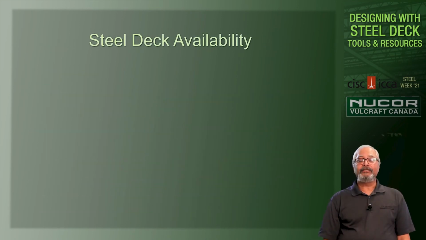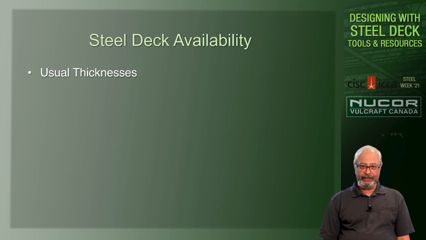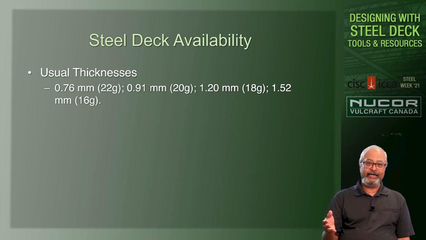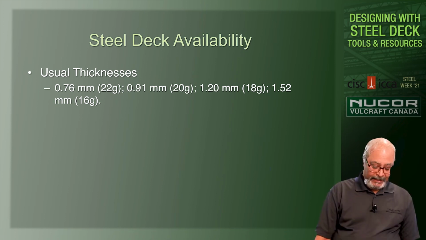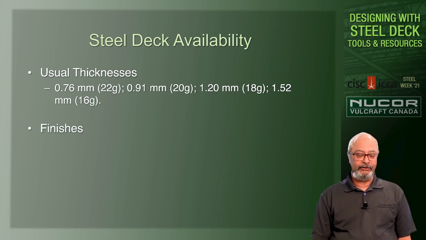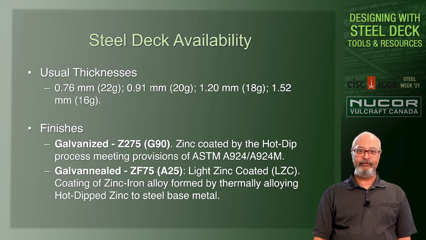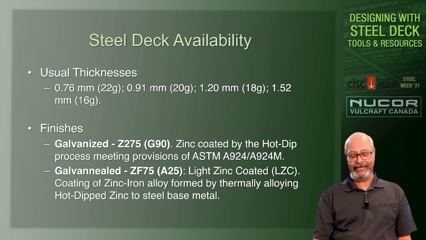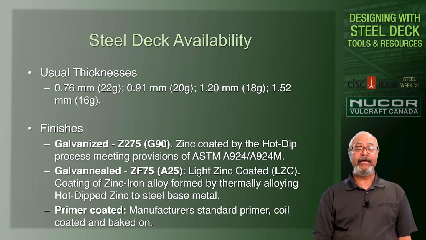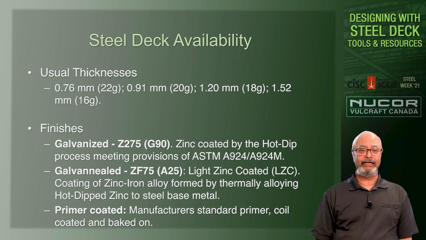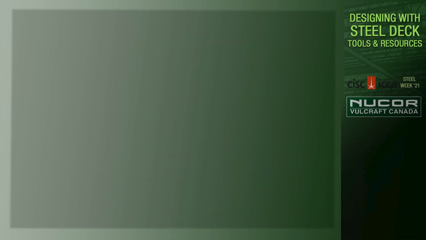Now, a steel deck is available in various gauges or thicknesses. They are usually available coated, and the often used ones are galvanized, galvannealed, or light zinc coated, as some refer to it. And finally, coil coated or primer coated, that's ready for receiving paint on site.